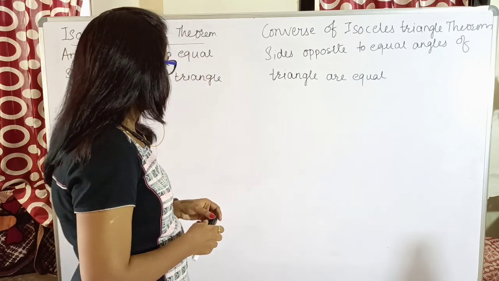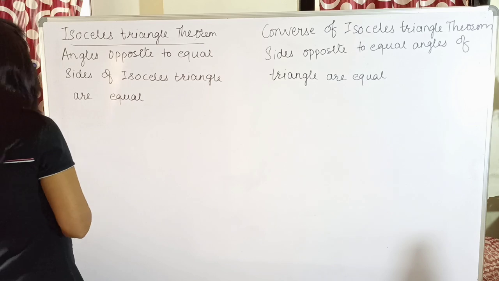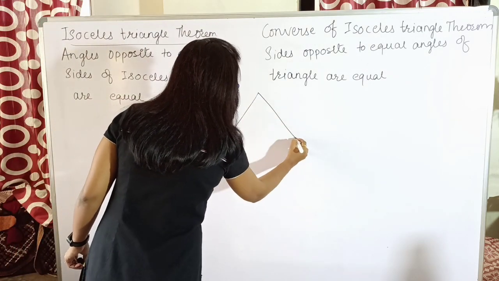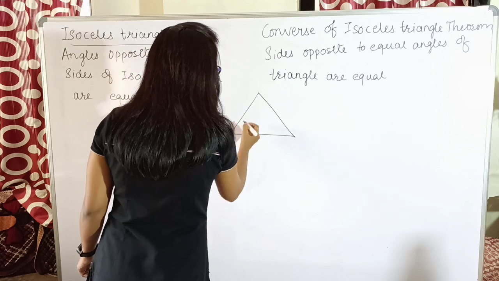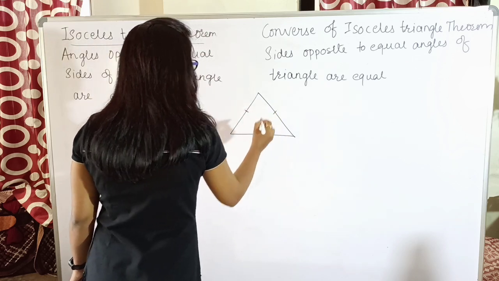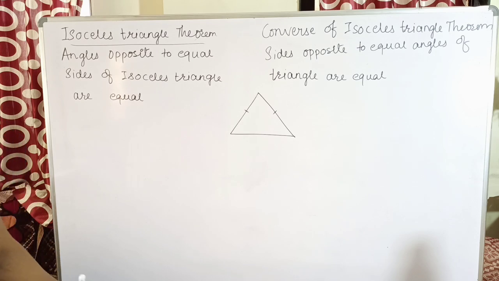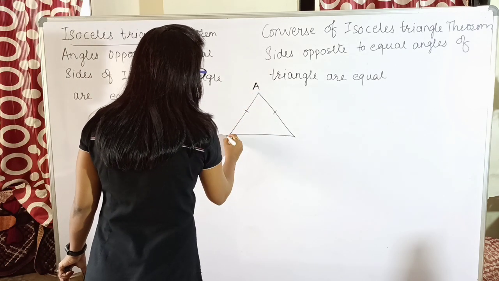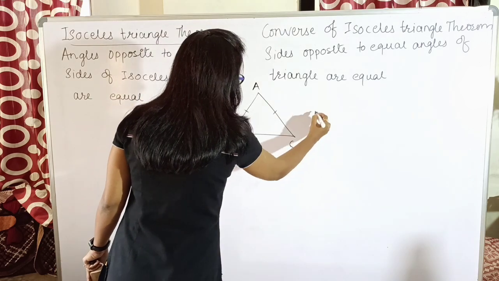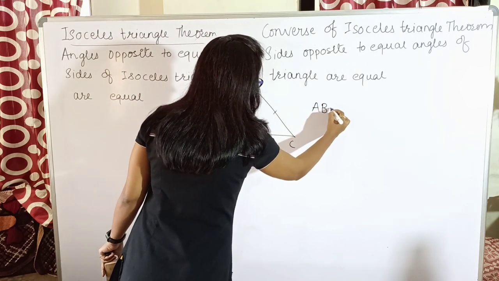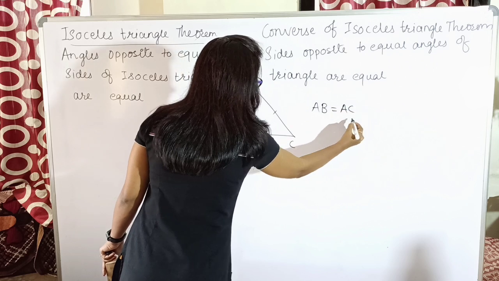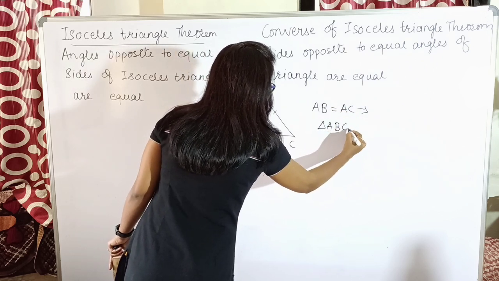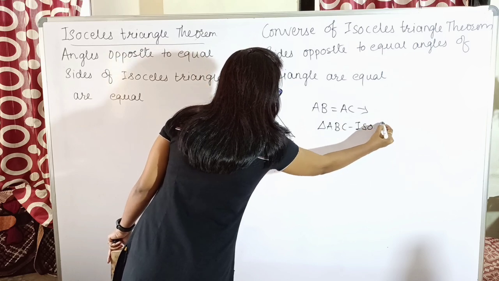Now as you know, which triangle is said to be an isosceles triangle? Yes, a triangle whose two sides are equal to one another is said to be an isosceles triangle, isn't it? Suppose I name this triangle ABC. It says if AB is equal to AC, then triangle ABC is an isosceles triangle.